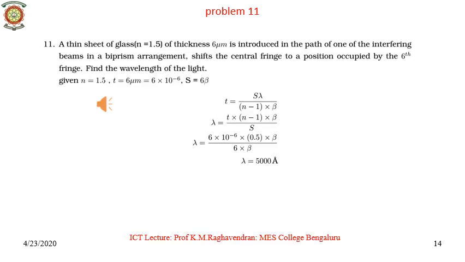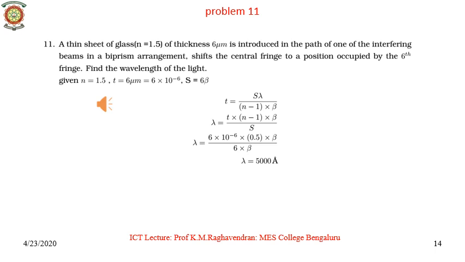Problem number 11 is also similar to problem number 10. We need to find the wavelength of light here instead of the thickness of the glass plate. That is all the difference. Otherwise, the formula is the same. In the rearranging step, instead of solving for T, we will now solve for lambda.